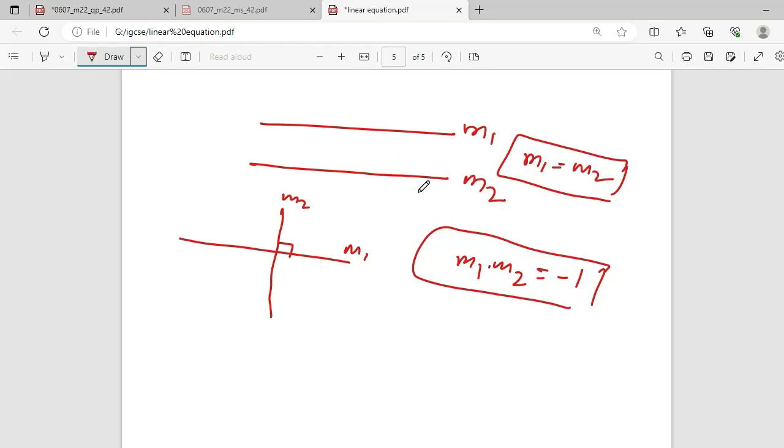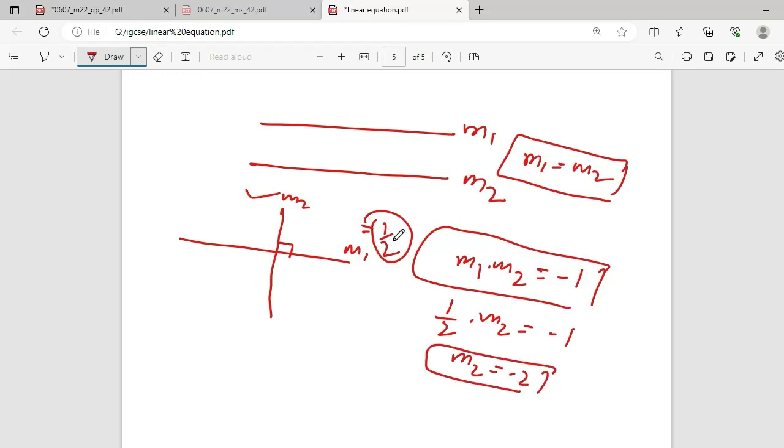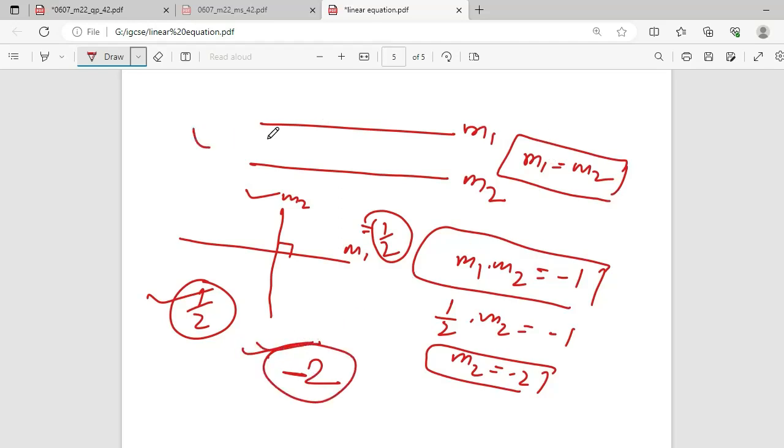If two lines are perpendicular, suppose the slope of one line is half, what will be the slope of the other line? Simple: 1 upon 2 into m2 is equal to -1, so m2 is equal to -2. Or we can take the minus of the reciprocal of the gradient. Suppose the gradient of one line is half, the reciprocal of half is 2, and we multiply with minus. You can do it either way, you will get the same answer.